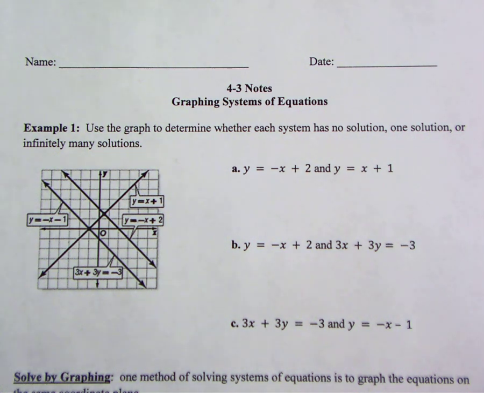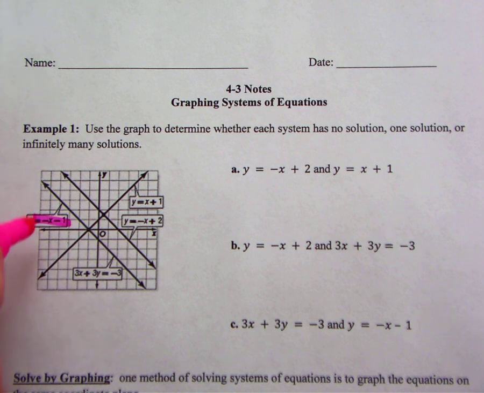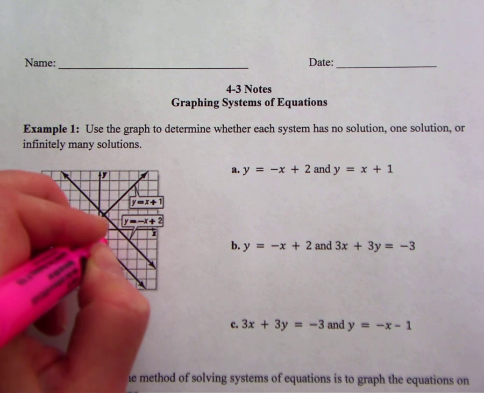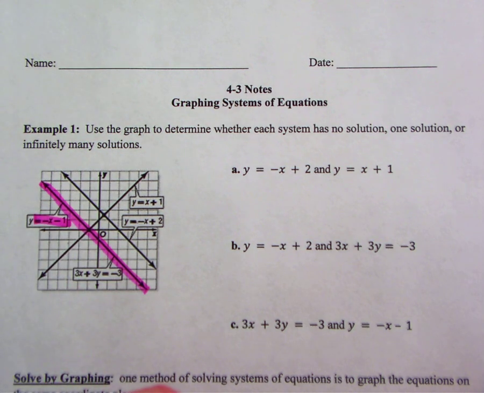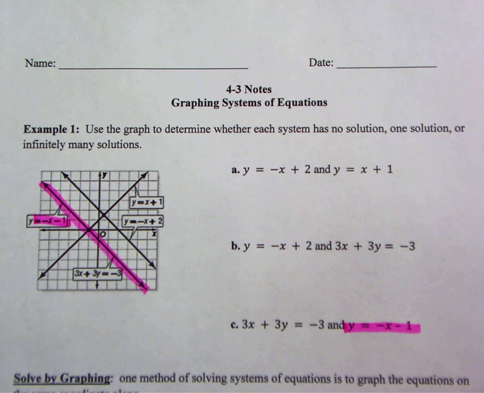Today we are going to graph systems of equations. So to begin, we're going to highlight the different equations in different colors so we can see them easily. So this is y equals negative x minus 1, and I'm making that pink. And in the examples, I'm going to put negative x minus 1 in pink.